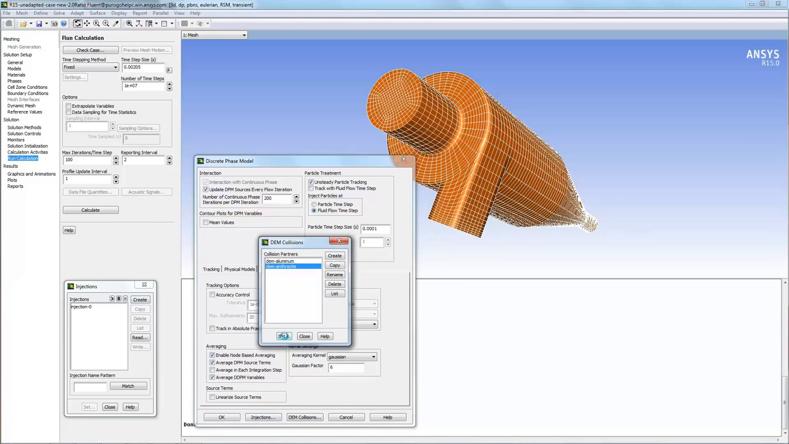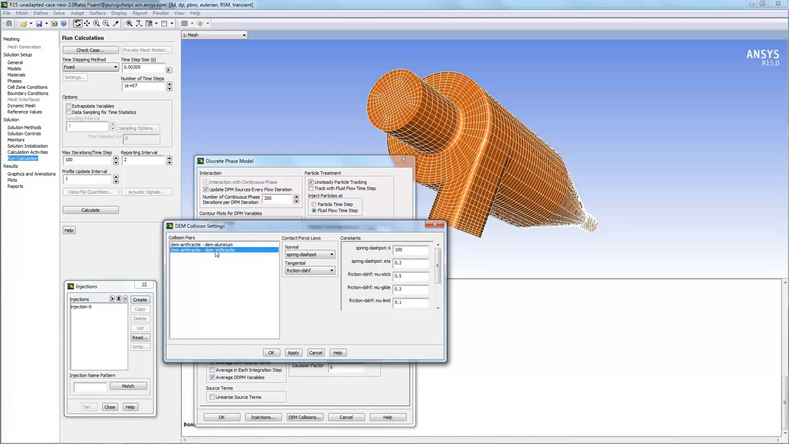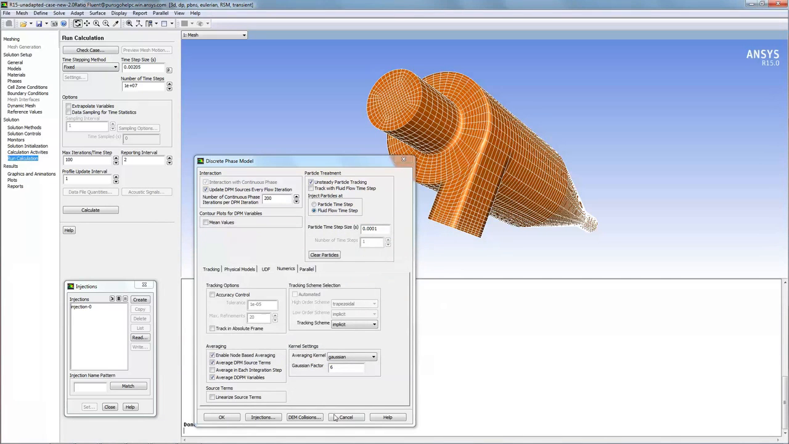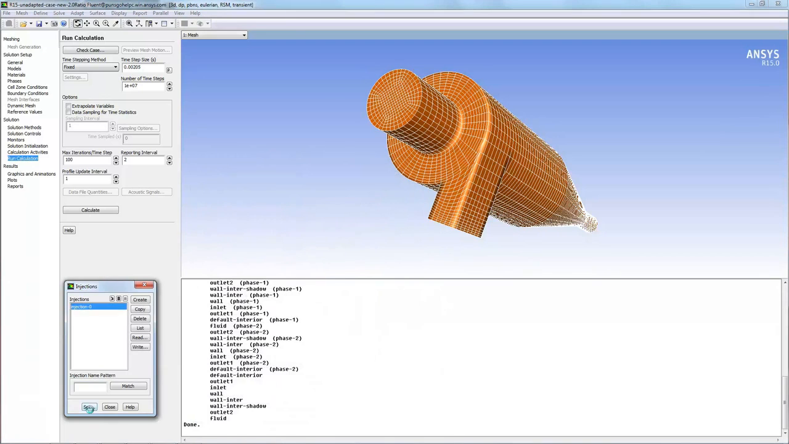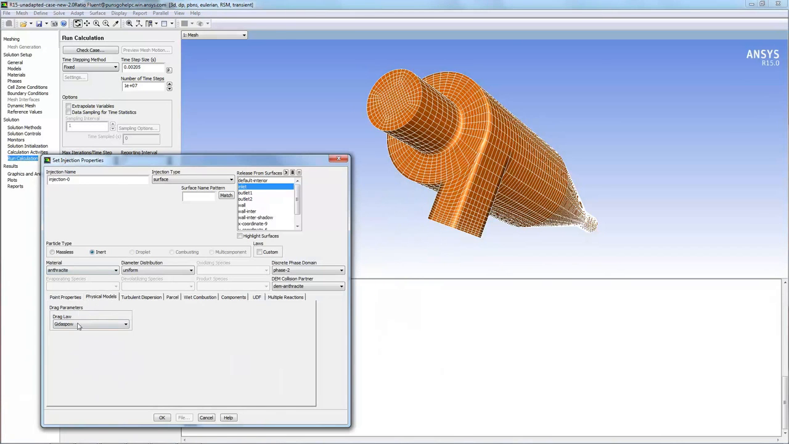Here we define DEM collision contact laws. For these simulations, we are using both normal and tangential contact forces. We found 100 Newton per meter spring constant to be a good balance between speed and accuracy for these simulations. For the injections, we are using Ki-Tas-Por drag and specified parcel diameter, which is equal to the particle diameter for these cases.